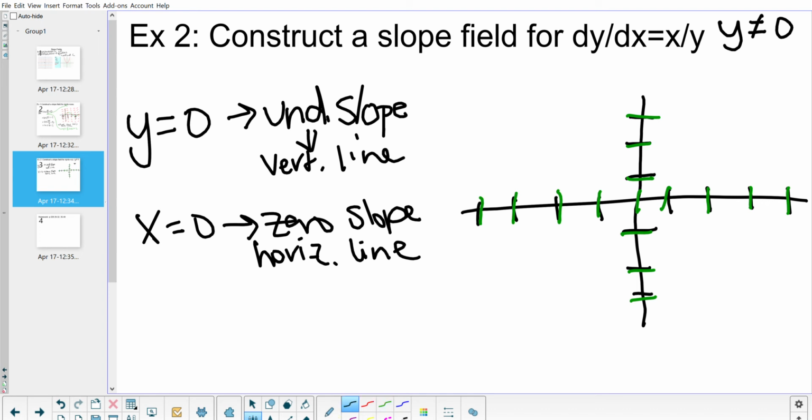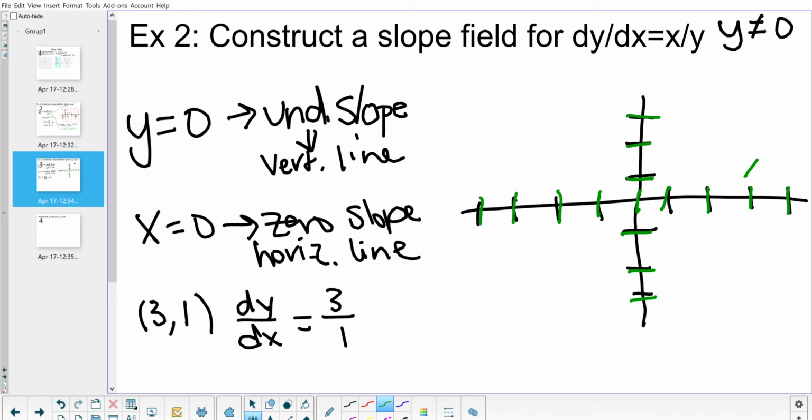Okay, so then what we have to do is probably the harder part, which means we just have to start picking some values and seeing what happens. So what if I pick, well, I want to know what's happening at 3, 1. Well, that means dy/dx would equal 3 over 1, which would be a slope of 3. So 1, 2, 3 over 1 up, I have a slope of 3. So that's a little bit more slanted than a slope of 1.